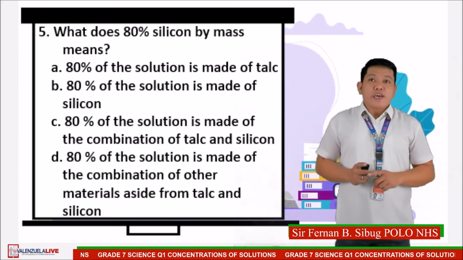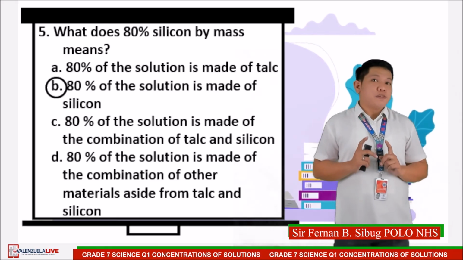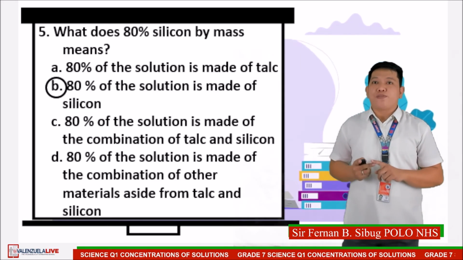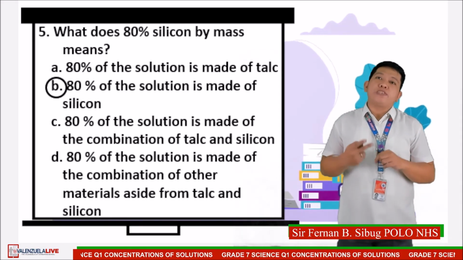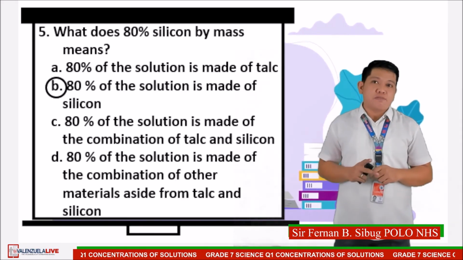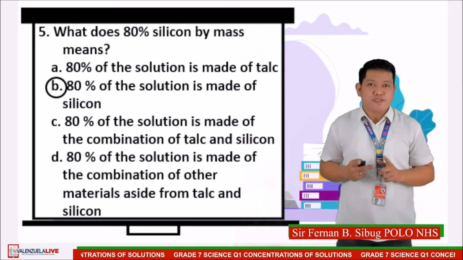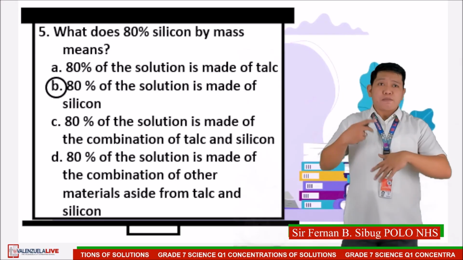Okay, the correct answer is letter B. 80% of the solution is made of silicone. When we say 80% silicone by mass, this means that 80% of the solution is made of silicone. Now, let us wrap our discussion.